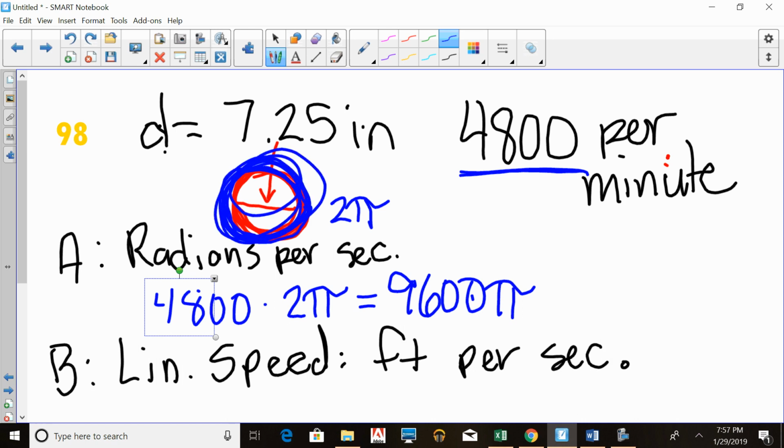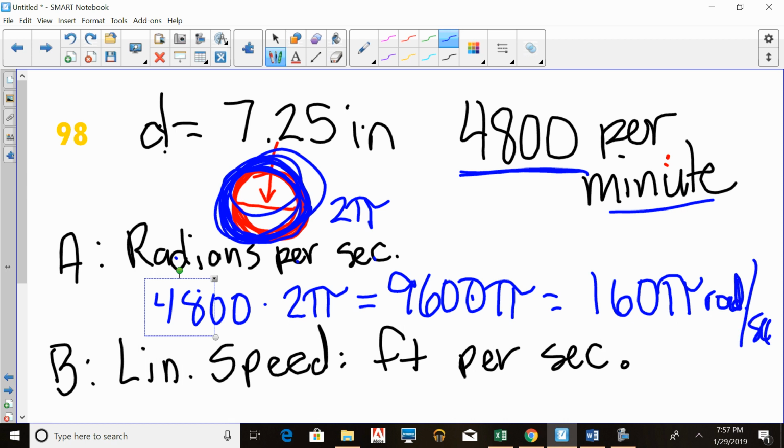Going 4,800 times around. Now, it says radians per second. Well, how many seconds are in a minute? There are 60. So we want to take 9,600 pi divided by 60, and that would get you then the answer of 160 pi radians per second.